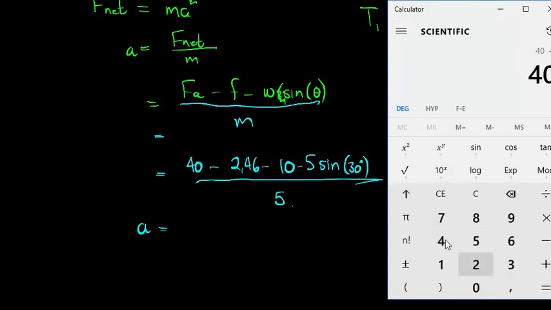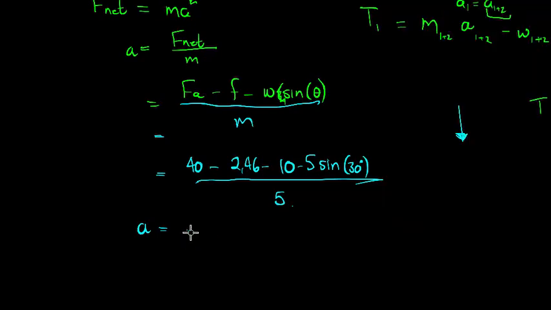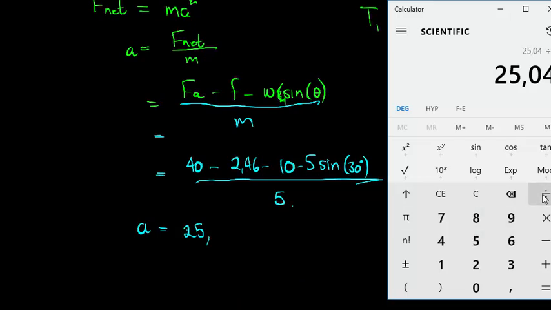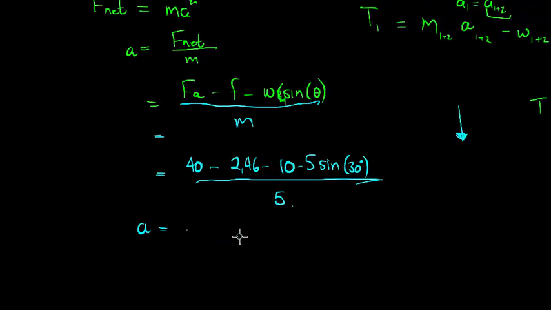40 minus 2.46 minus 10 minus 5 times sine 30 gives 25.04. Oh, I must still divide by 5, thank goodness. Because to accelerate at 25.04 meters per second squared, that guy is running up to Usain Bolt speed. So it's 5.008 meters per second squared. Okay, I'm not allowed to round off till my final answer.